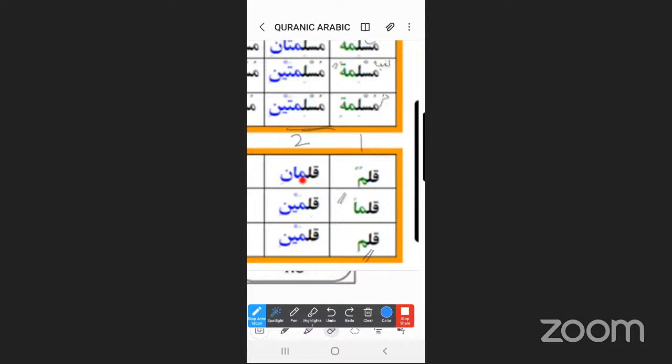قلمين قلمين and قلام أقلام, قلامين. So here what is happening is the word has changed and more sound plural because the main word remains the same.